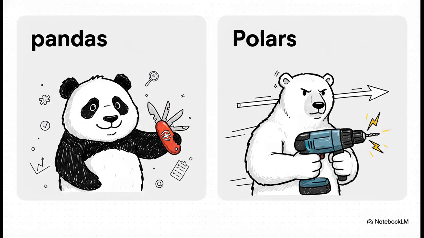So here's the best way to think about this. An analogy we're going to keep coming back to. Think of pandas as your trusty Swiss Army knife. It's super versatile, it's got a tool for almost everything, and it's great for a ton of different jobs. Polars, on the other hand, well, polars is a power drill. It is highly specialized, incredibly powerful, and it does its one main job, high-performance data work, better than anything else.